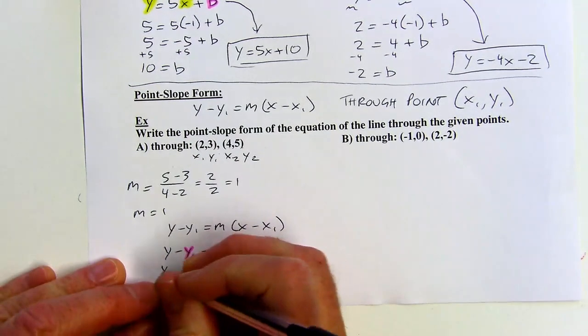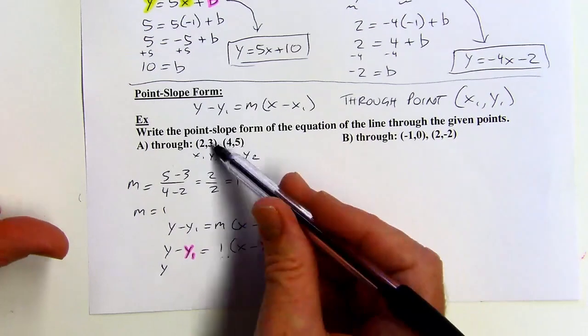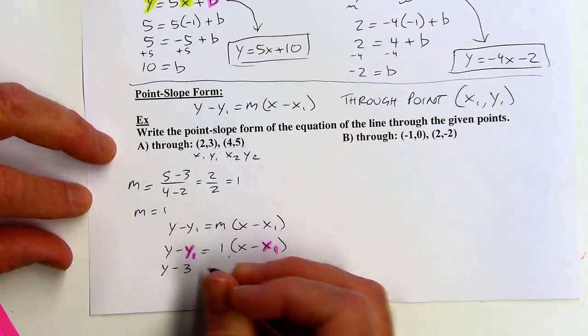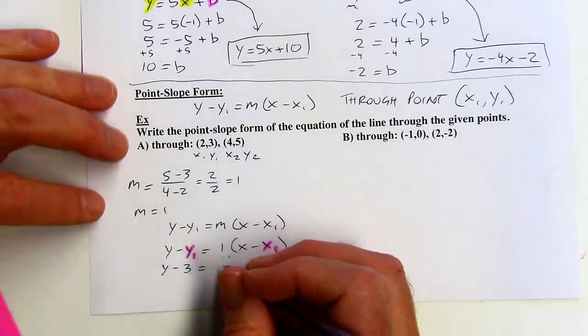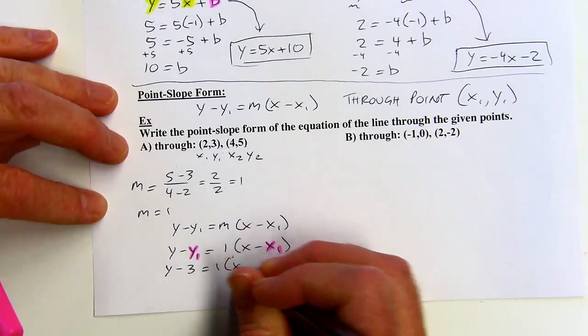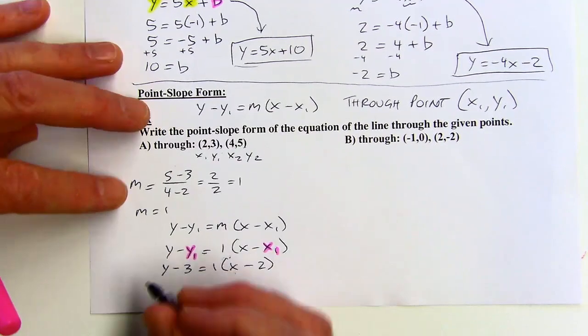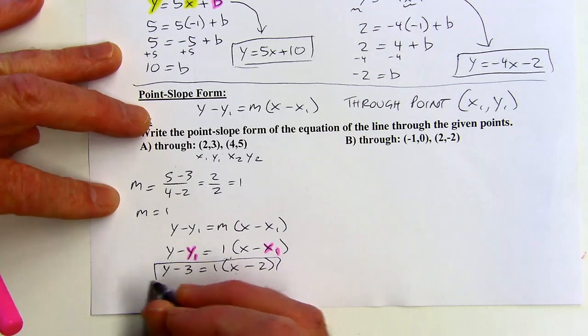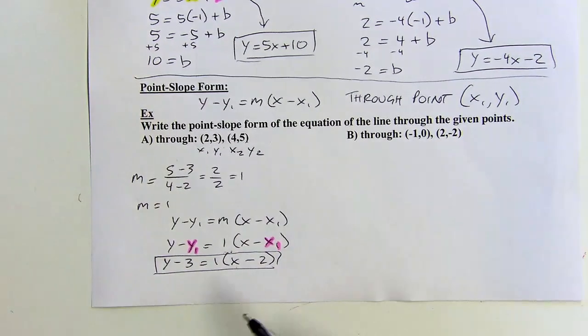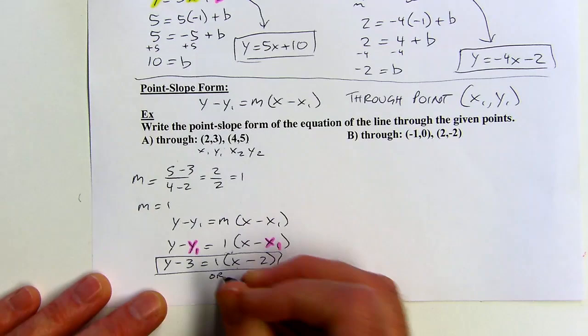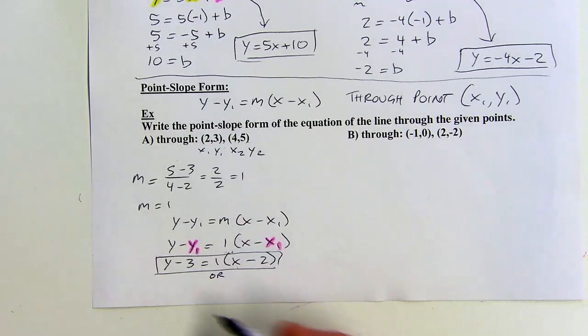Okay, so if you plug in, let's plug in this first pair. I'm plugging in 3 for y sub 1. And then I'll plug in 2 for x sub 1. And yeah, you don't really need the 1 there, but I'm just leaving it there so it's in point slope form. Okay, but I also could have put in the other xy pair.